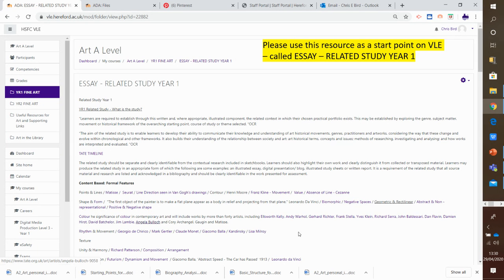Starting off, it's really important that you have a look under the VLE, at essay related study year one. It's at the top of the screen, and a lot of these different topics will have hyperlinks, so if you hover over them, you'll be able to click on them and it'll take you to various different online resources. Please make use of that, it will maybe get your ideas started.